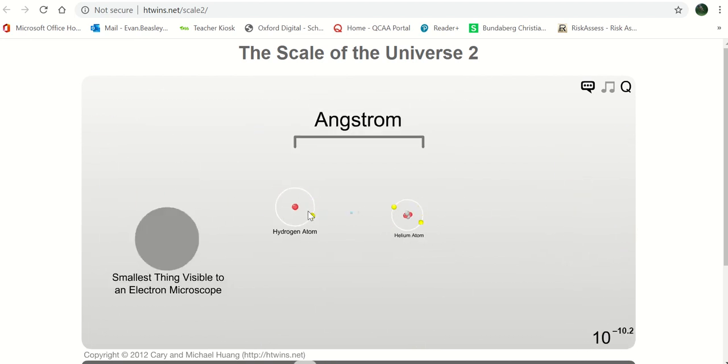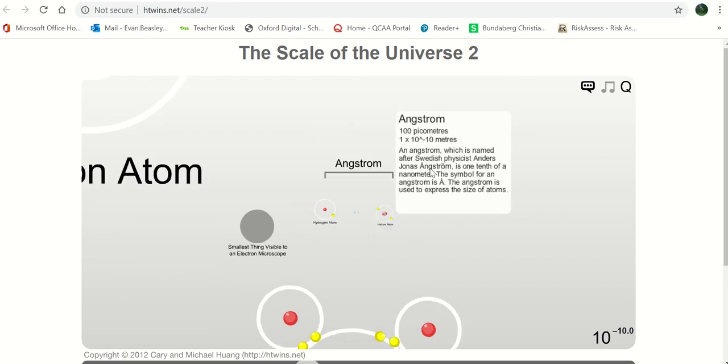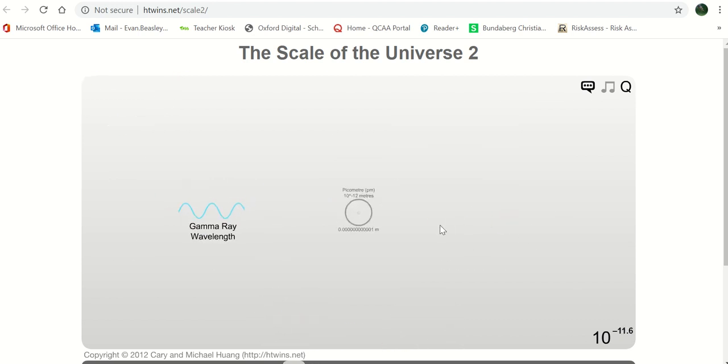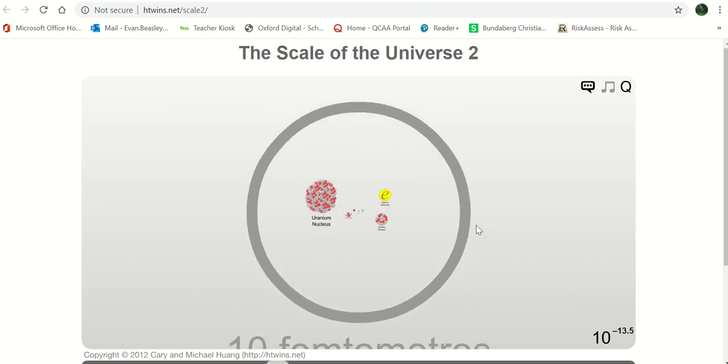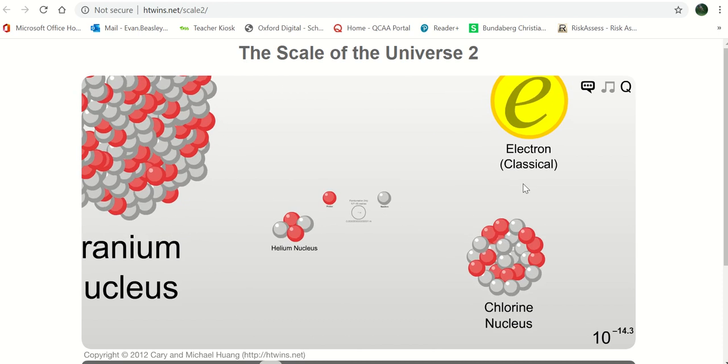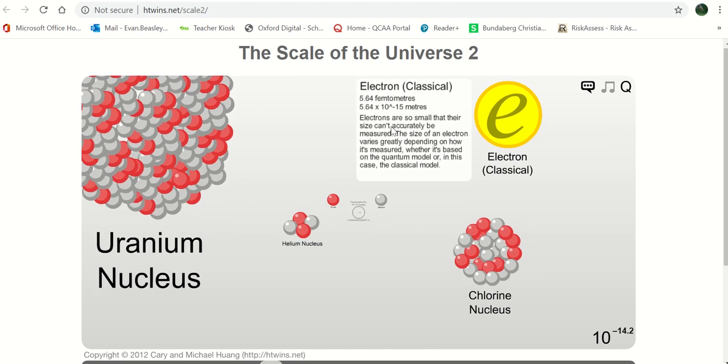Hydrogen atom, that's our smallest known atom there. They are often measured in angstroms. Can I click on that? The angstrom is occasionally used for the size of atoms, though we don't often talk about that at school. Now the picometre I mentioned before is 10 to the negative 12. And now we're starting to look at the nuclei of atoms. You often think that electrons were about that size, and they're probably even a bit smaller than that.